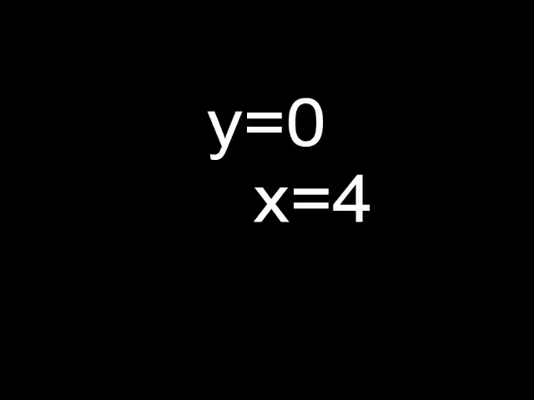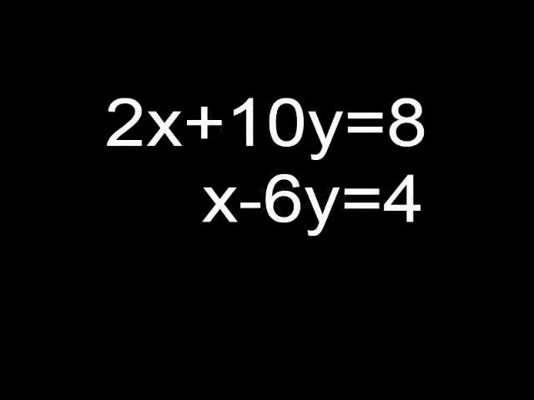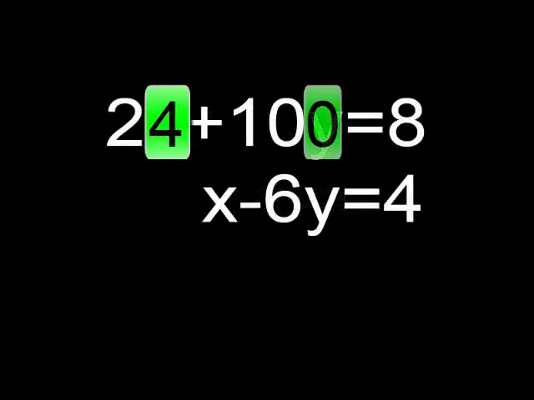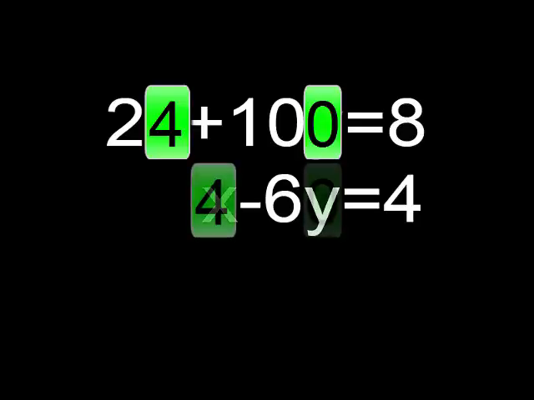And these two numbers, the x and the y, satisfy both of these equations. It is the only pair of numbers that will make both 2x plus 10y equals 8 true and x minus 6y equals 4 true.